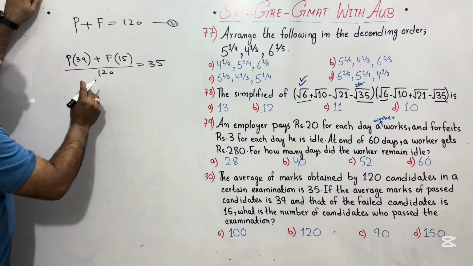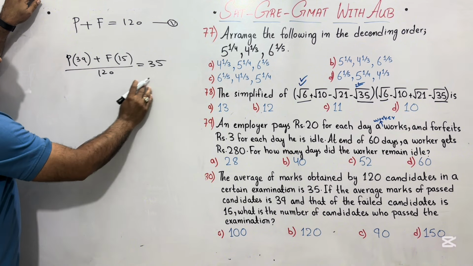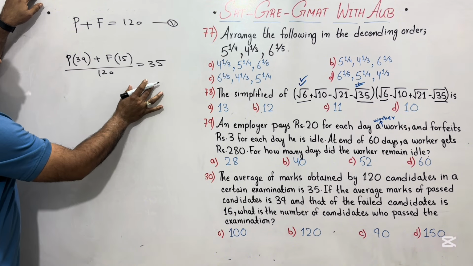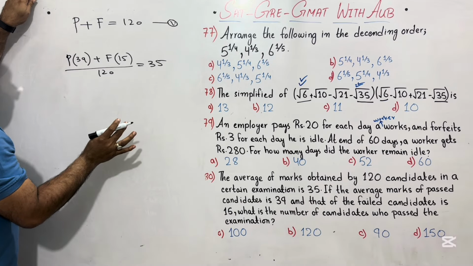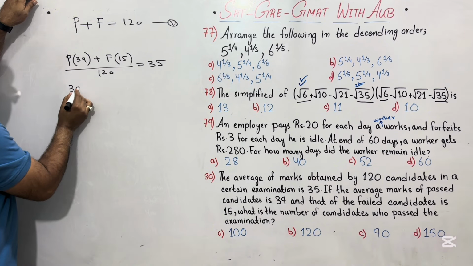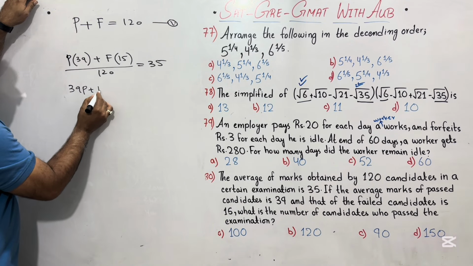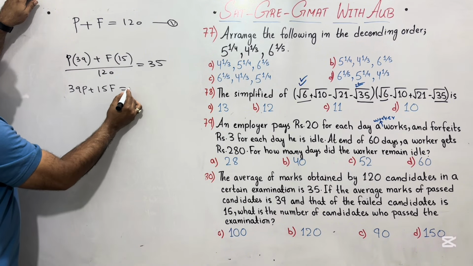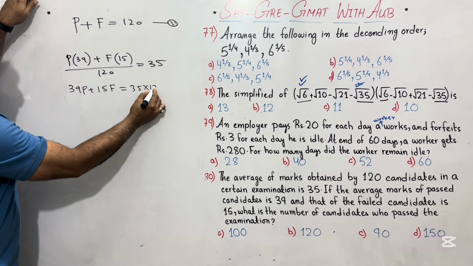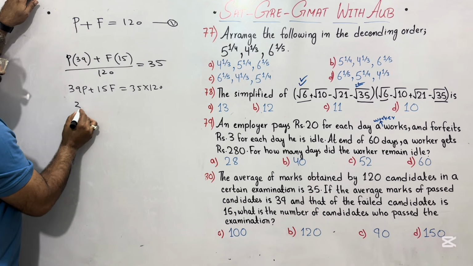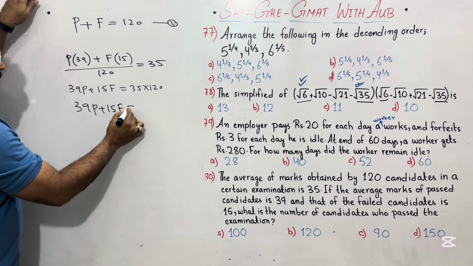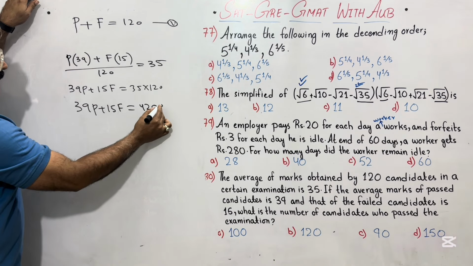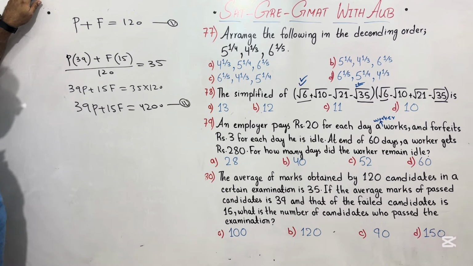If I move 120 from division to multiplication, there is another equation. Solving these two equations simultaneously, we arrive at our required result. It will become 39p plus 15f is equal to 35 times 120. That's our 39p plus 15f, which is 4200. It's our equation number 2.